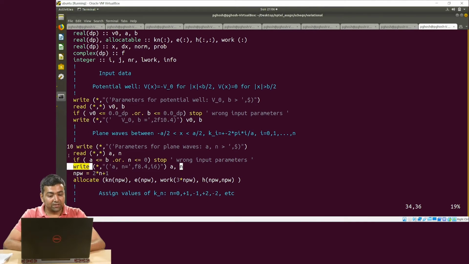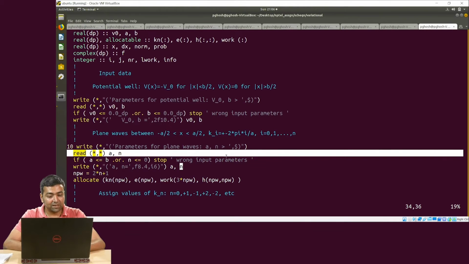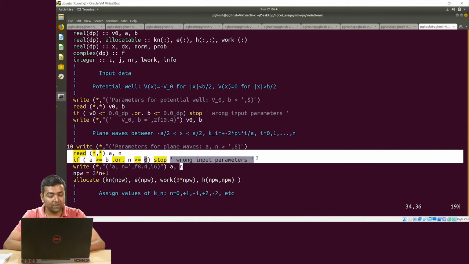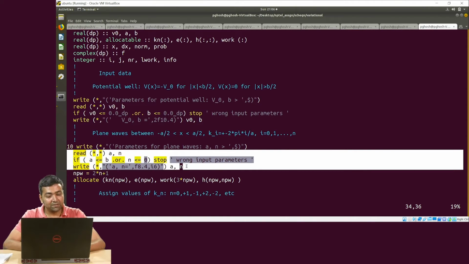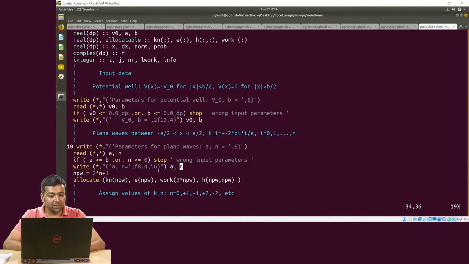And then once it is satisfied that it has read in these values of A and n, and that the user has given the correct values, it then prints out the values which it has read in, for the user to check whether it has read in the values correctly. Once that is done, it sets the number of plane waves. As I mentioned before, the number of plane waves is twice n plus 1.